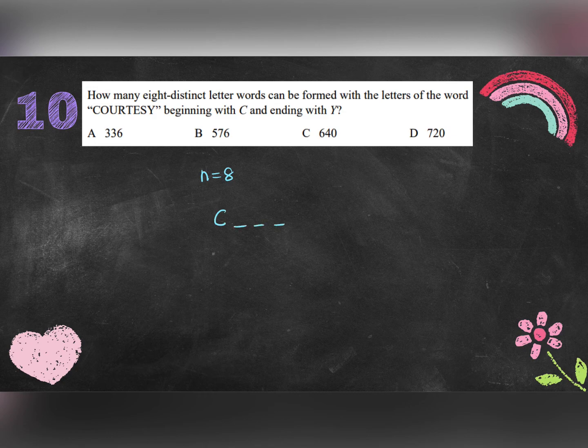1, 2, 3, 4, 5, 6. Berakhir dengan Y. So cukup 8 kan? 1, 2, 3, 4, 5, 6, 7, 8. So C dengan Y kita dah letak dekat depan dan juga belakang. So kita hanya akan arrange untuk 6 tempat ini sahaja. So 6 factorial directly. So it will be 720.